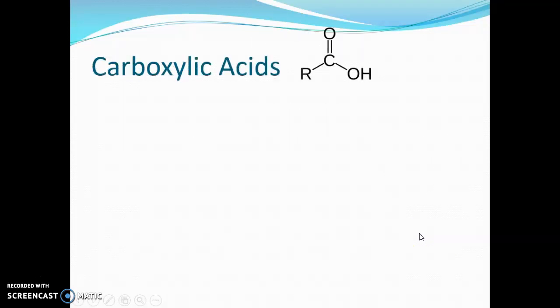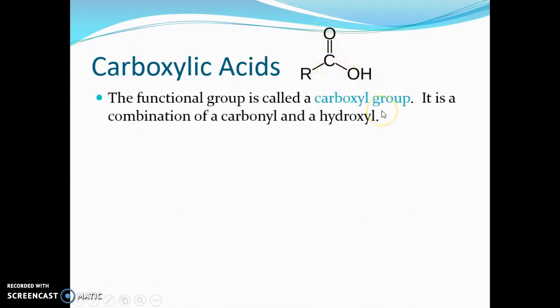Fourth molecule that you have to know how to name. There's 5 total that I'm asking you to be able to name. 4 of them have oxygens. Carboxylic acids are the last one. So carboxylic acids have this kind of structure. So it's got not just a double bonded oxygen, but it also has an OH. This functional group is called a carboxyl. It combines the carbonyl and the hydroxyl together.